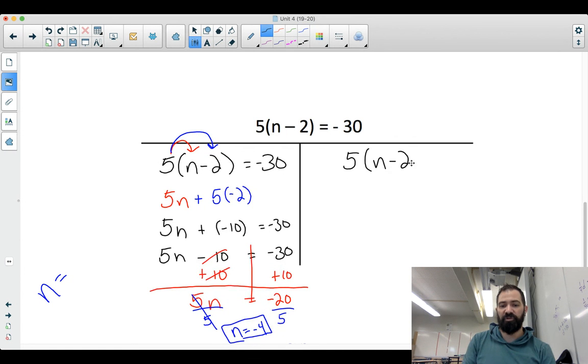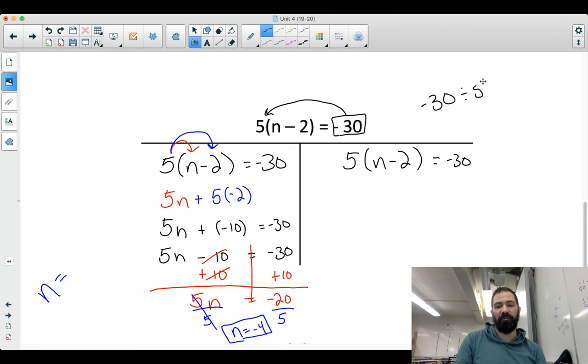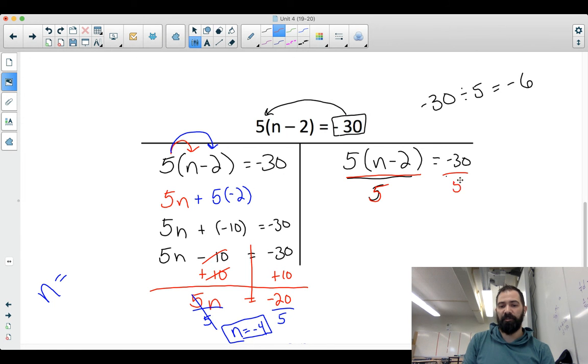Let's check division. Like I said, we're going to see if we can get a whole number by dividing the number to the right of the equal sign by that number. So we're going to do negative 30 divided by 5. And if you do negative 30 divided by 5, you're going to get negative 6, which is a whole number. So let's do that. Let's use a different color. Divide by 5 and divide by 5. Notice we are dividing this entire side by 5, not just one number. Inverse property, we're left with n minus 2 equals negative 30 divided by 5, we said is negative 6.